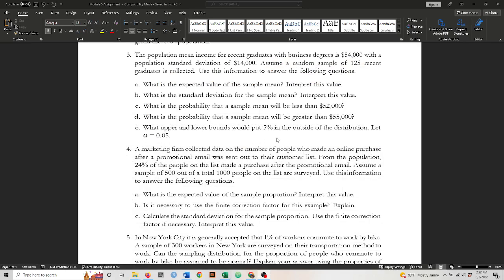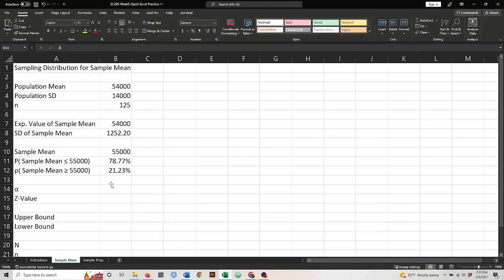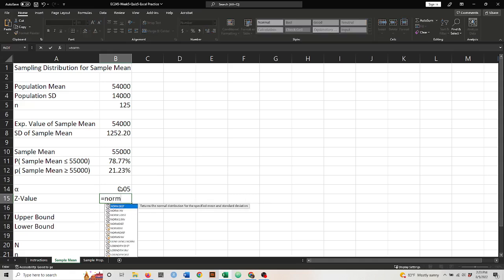All right, then our last question here, we can go ahead and take a look at it. What are the upper and lower bounds? We put 5% of the distribution in the tails, so we'll let alpha be 0.05. Again, I hope you've taken a look at this already, if you've done your template, but you can use this as a way to check. We can get our z-score by using norm.s.inv.